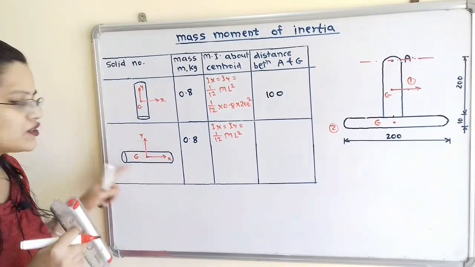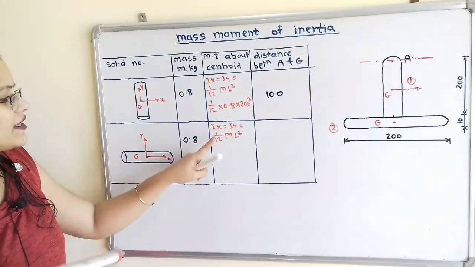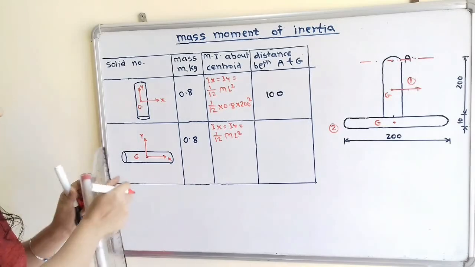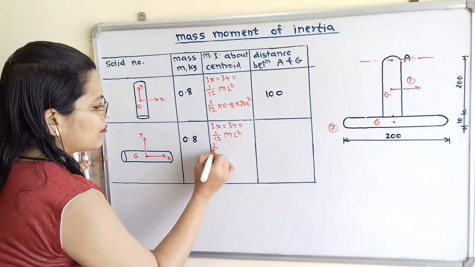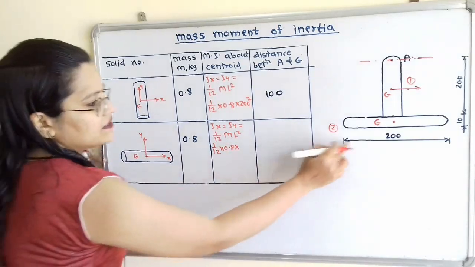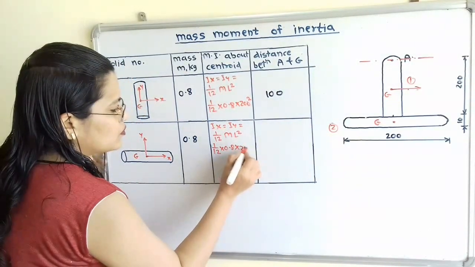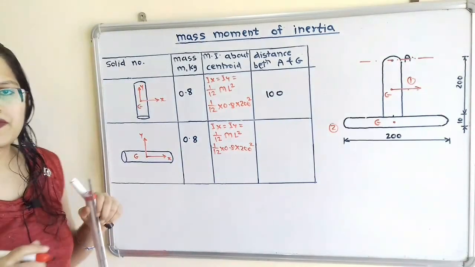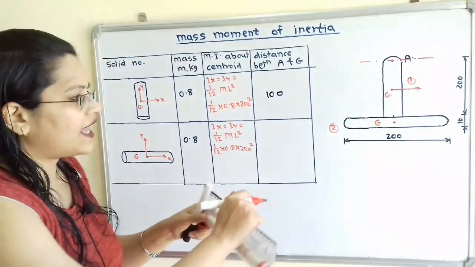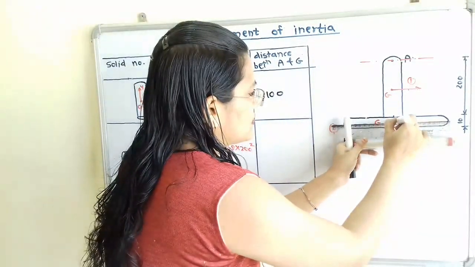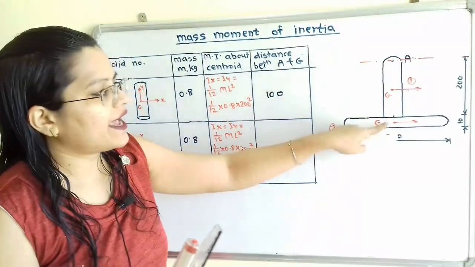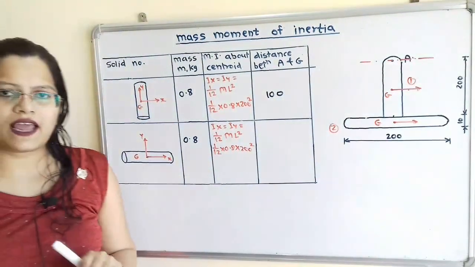This is the case of a long thin rod, so the formula is 1 by 12 m L square, where L is the length. Again we write 1 by 12 multiplied by 0.8 multiplied by the length of the rod, 200 square. Now if I draw the horizontal axis passing through point G, these two are parallel axes and we can apply the parallel axis theorem.